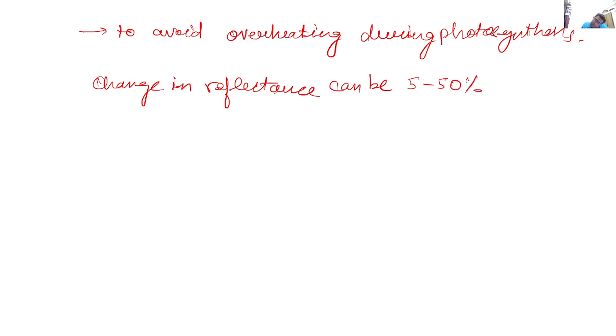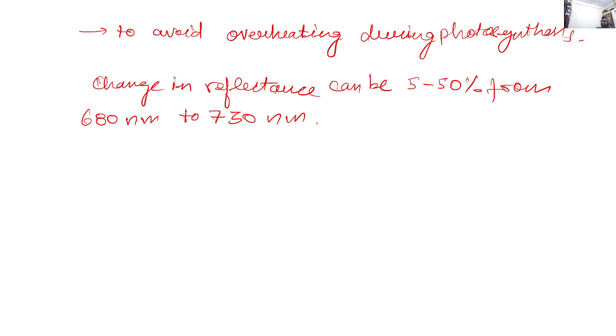So due to this, the change in reflectance is actually huge. Can be 5 to 50 percentage from 680 nanometer to 730 nanometer. So it actually helps the plants to avoid overheating. I mean, that's a strategy. They don't want to absorb anymore.